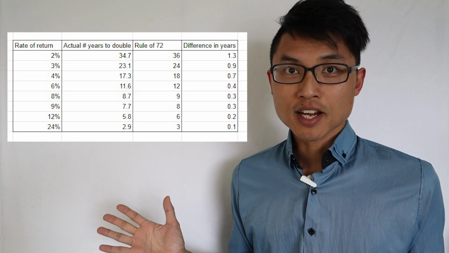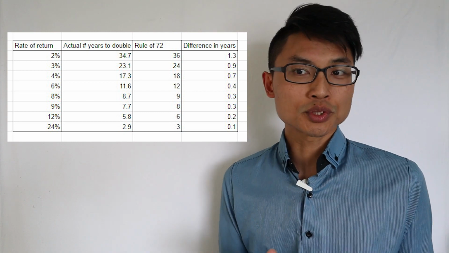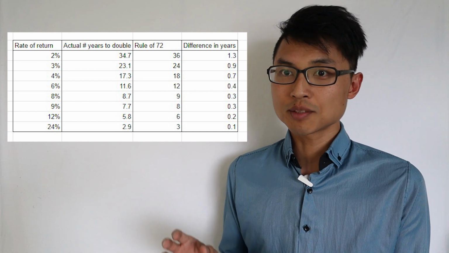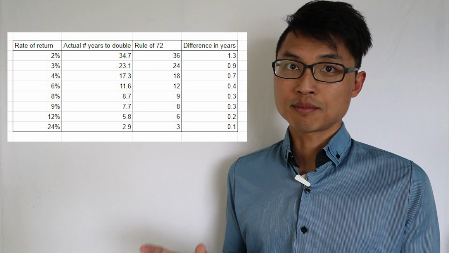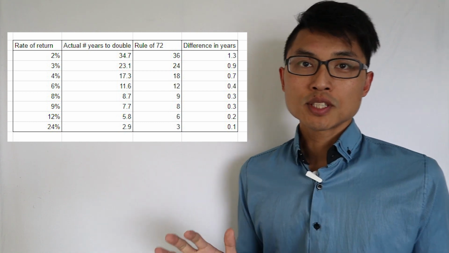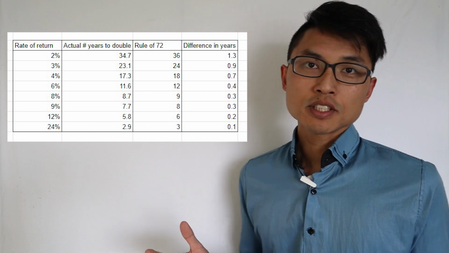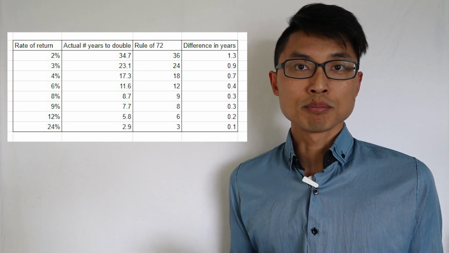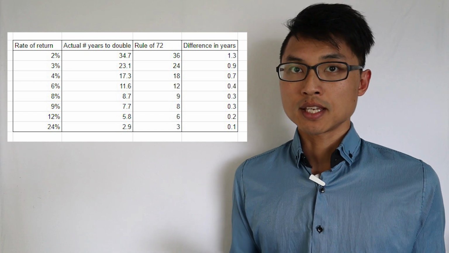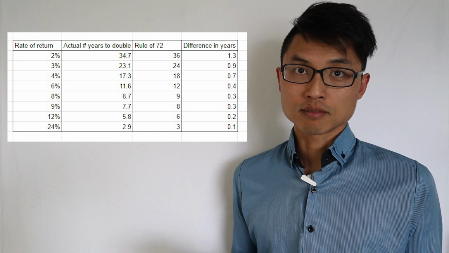So here is a chart that shows the actual number of years for an investment to double compared with using the rule of 72. Now, as you can see, the rule of 72 is not completely the same as the actual number of years required, but it is a very good estimation.